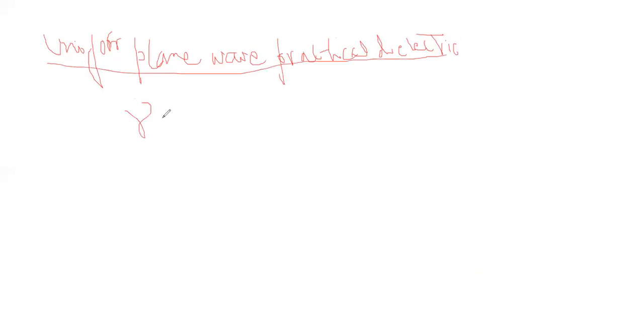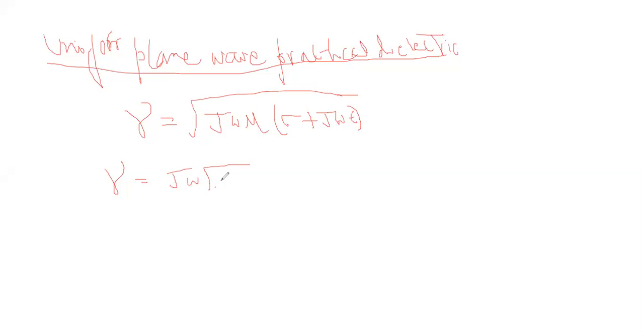Same function, again the same. You can take gamma is equal to the square root of j omega, and whatever we have got, it is the alpha and beta values. Gamma is equal to, taking j omega epsilon as common, j omega under root of mu epsilon, multiplied with the square root of 1 minus j sigma by omega epsilon. This is a factor actually.